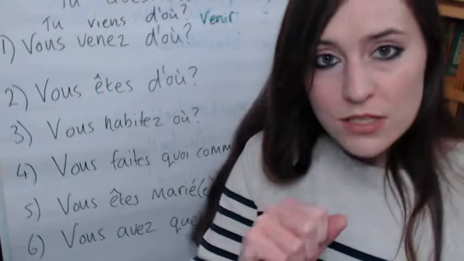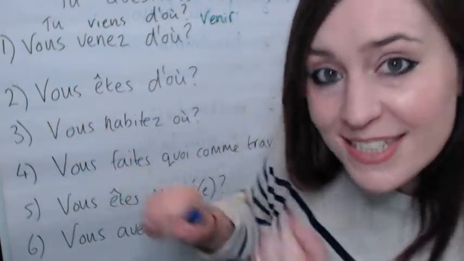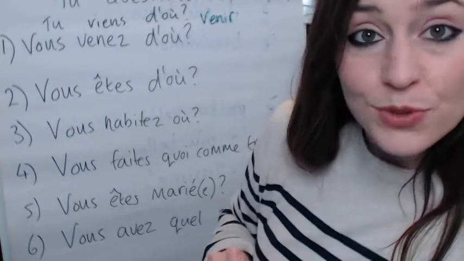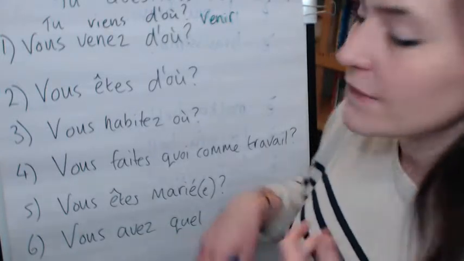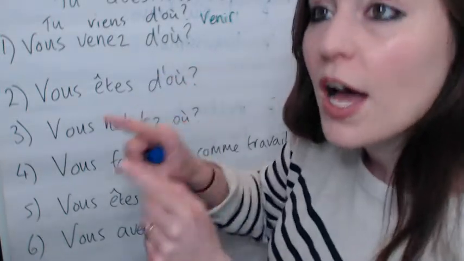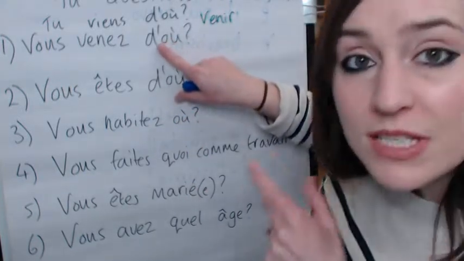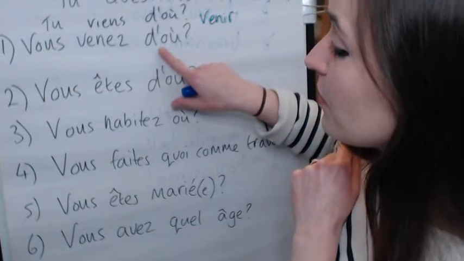For example, the answer could be je viens de l'Angleterre, je viens d'Italie, je viens des États-Unis, I come from the States, etc. I come from, I come of, if you like. De, or the D apostrophe, is short for de, which means of or from in English.